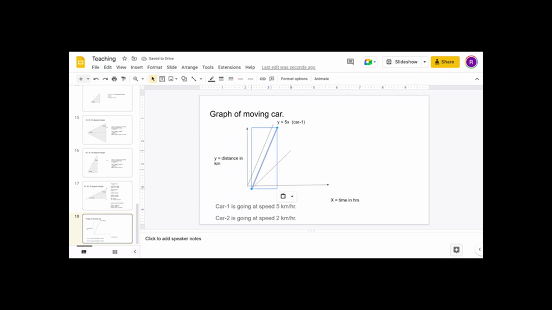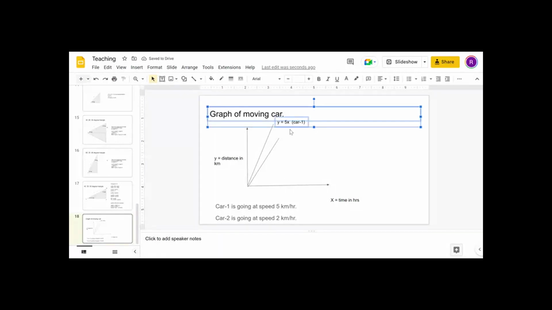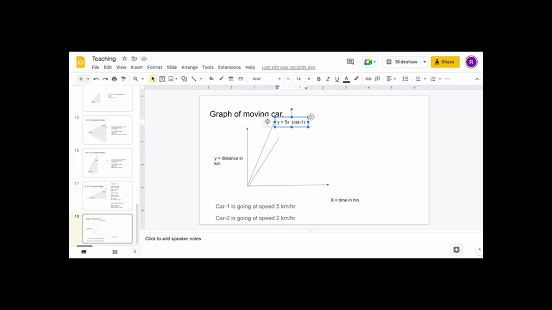Yes. So this will be the line, something like this. So this is car 2. So by giving some relationship between x and y, I get different curves, and I get different graphs.